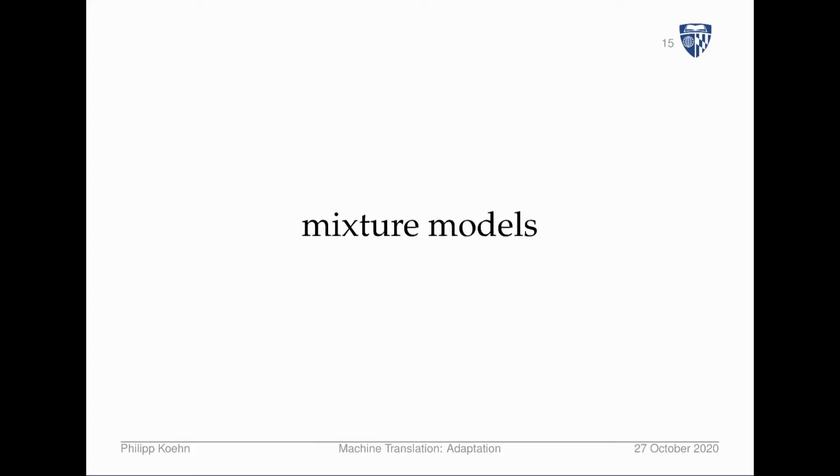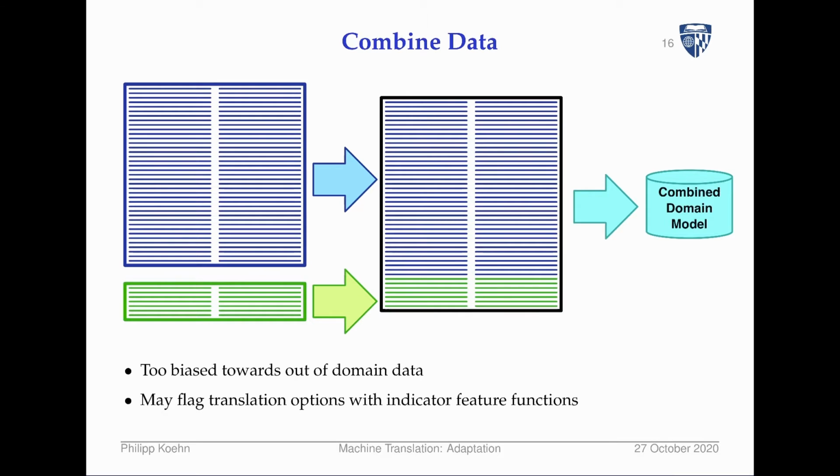Okay, so let's move over to solutions to the problem of building very targeted domain models for very targeted task-specific machine translation solutions. The first thing you want to look at is mixture models. So the default solution is to just combine the data we have. So we have a lot of out-of-domain data, and we can combine that with small amounts of in-domain data and then throw it all together.